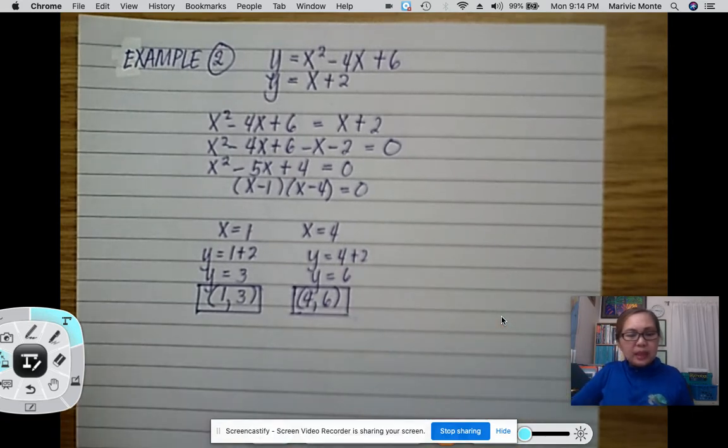So let me see. My third example will be using the vertex form, and I will show that in my next video.